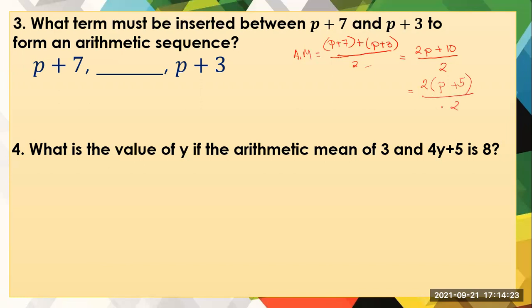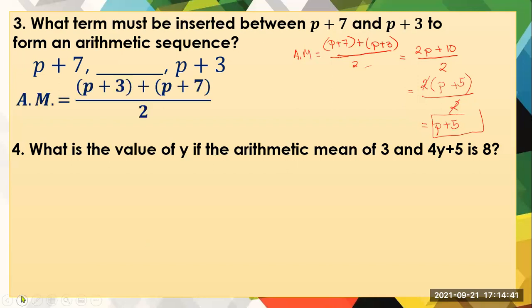Why do we factor out? Because that's the only way we are allowed to cancel out. So this time you can cancel the 2, and therefore, you will be left with p plus 5. Okay? So that's how you do the cancellation. Therefore, our arithmetic mean is p plus 5.